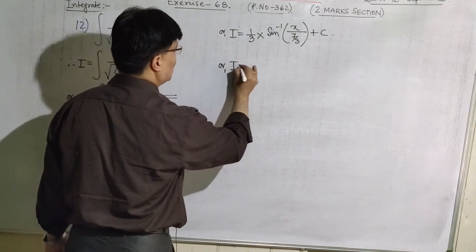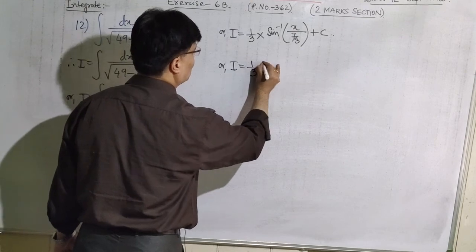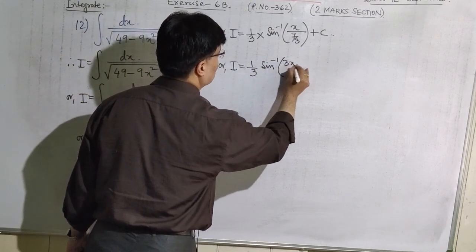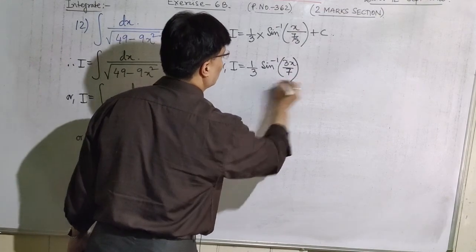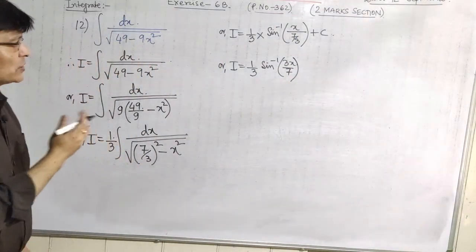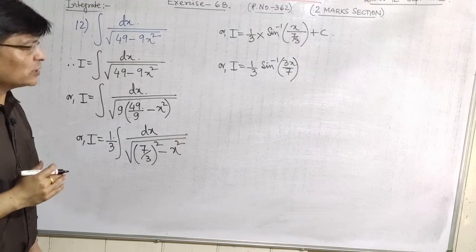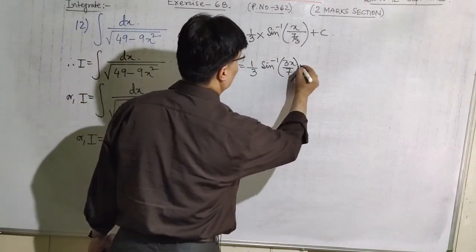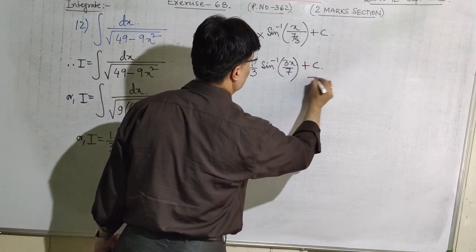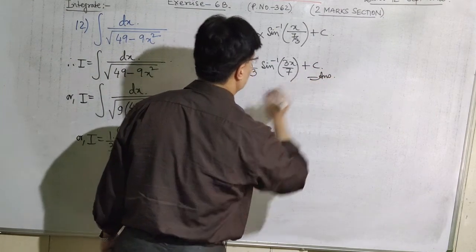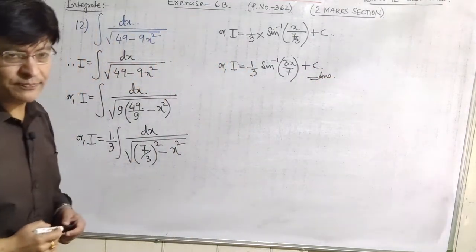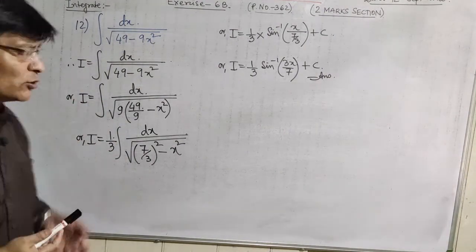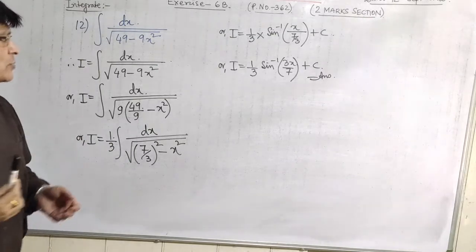So I is equal to 1/3 sine inverse within bracket 3x by 7. So 7 by 3, when it goes up in the numerator, it becomes upside down, that is 3 by 7. So it is 3x by 7 plus c. So this is the final answer. So I think you have understood this question. So you can copy it. So this much is for today.